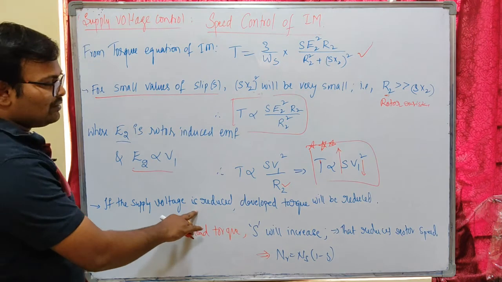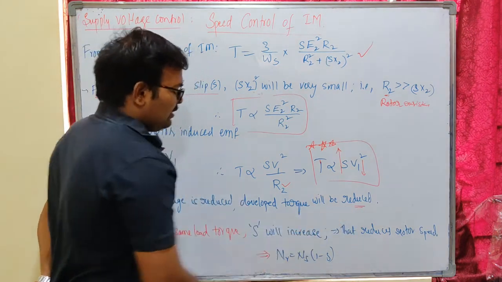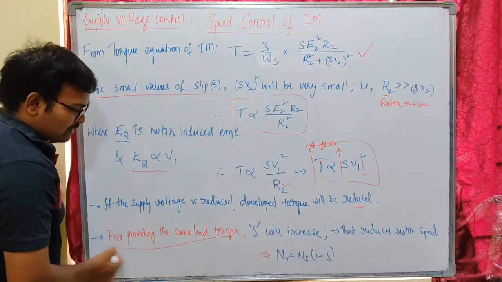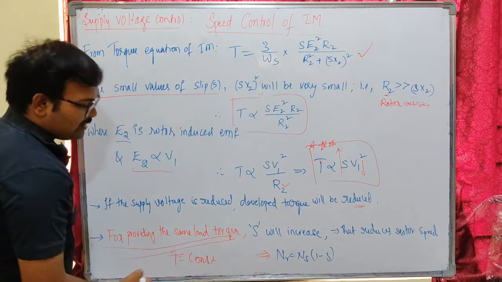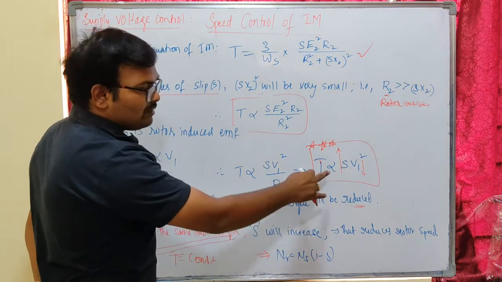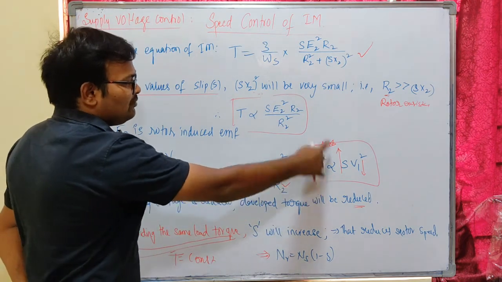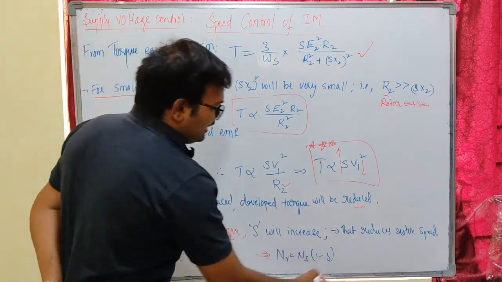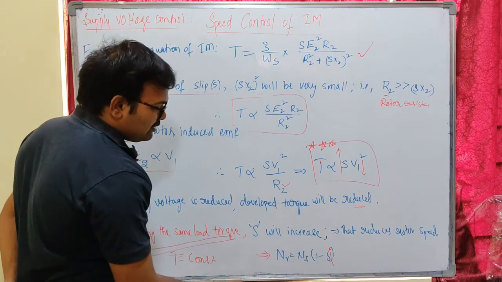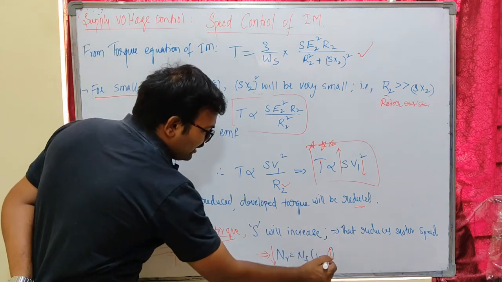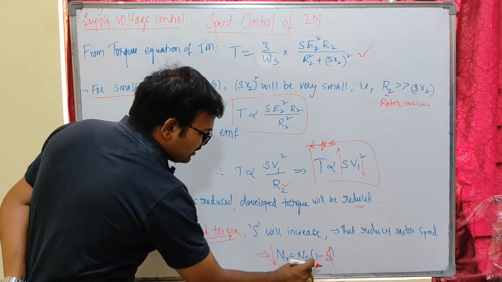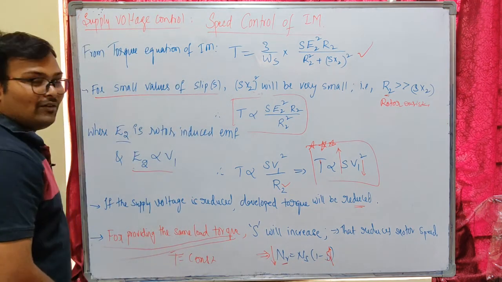If the supply voltage is reduced, the developed torque will be reduced. But for providing the same load torque, the torque should be constant here. So in order to make the torque constant, as V1 is decreasing, slip will increase. And as slip increases, the induction motor's rotor speed will reduce. So this is the idea. I hope you understand.